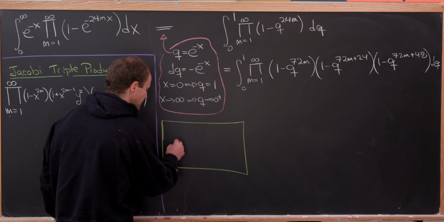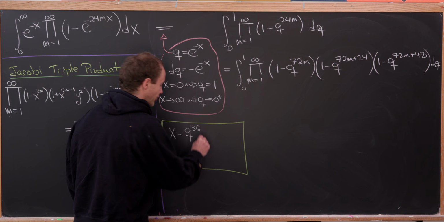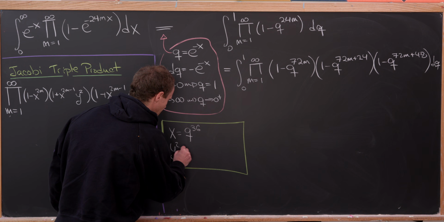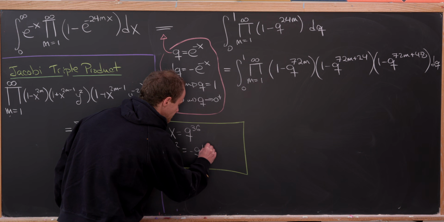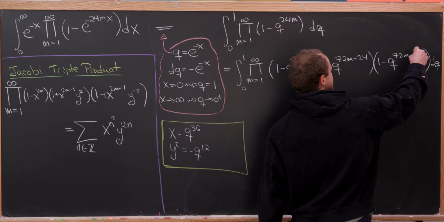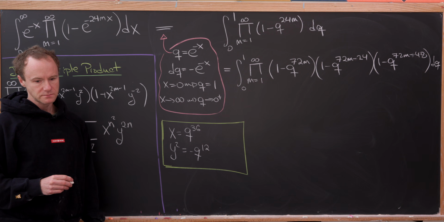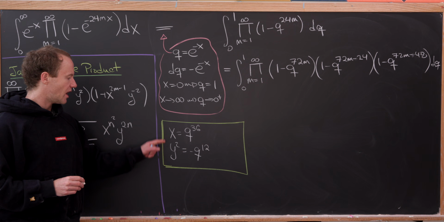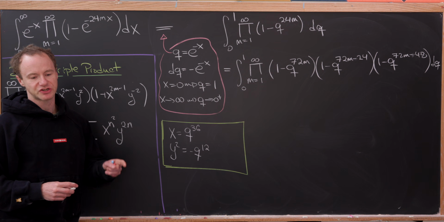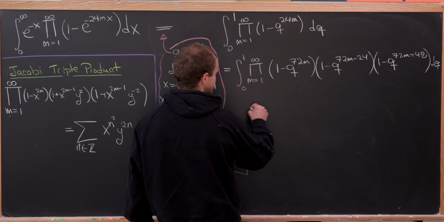So what we want to do is set x equal to q to the 36, and then y squared equal to negative q to the 12. And I just realized that these should be minus signs here instead of plus signs. If we have plus signs, we don't have the correct starting point. Okay, so now under this substitution, we can directly apply the Jacobi triple product identity that we have over here.